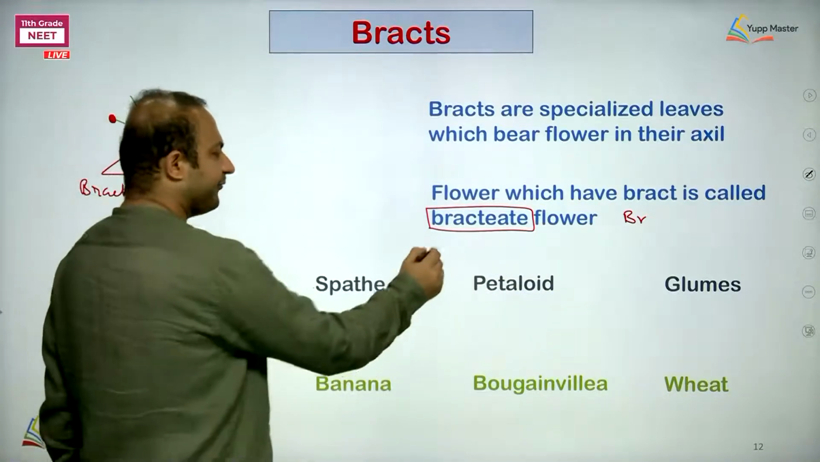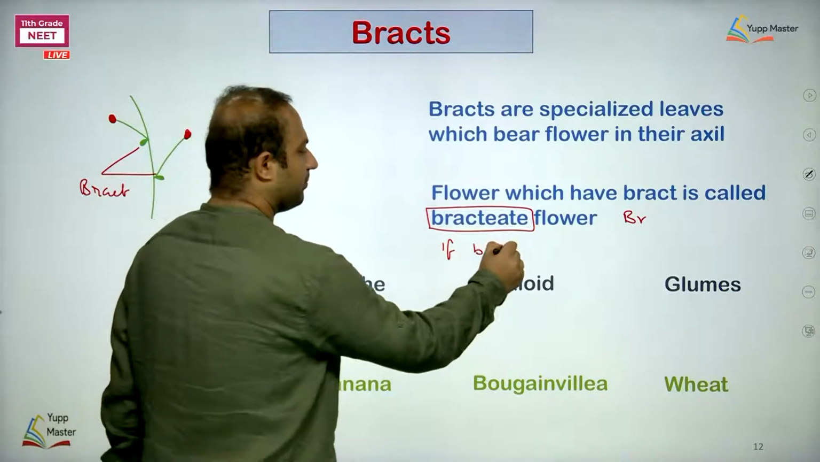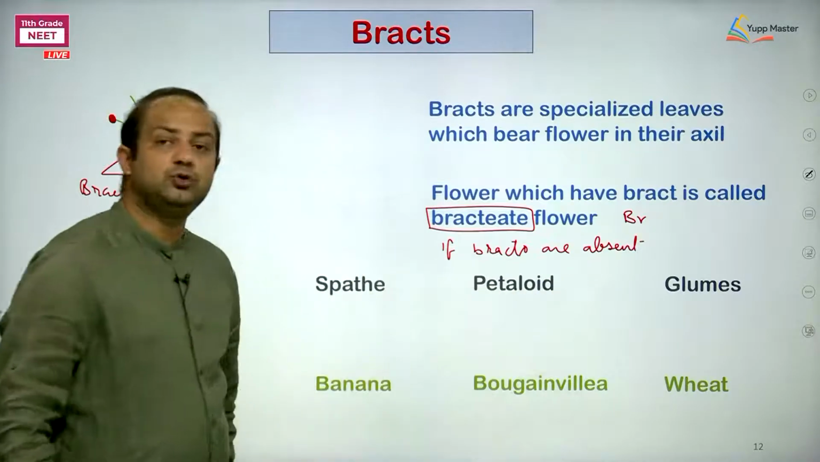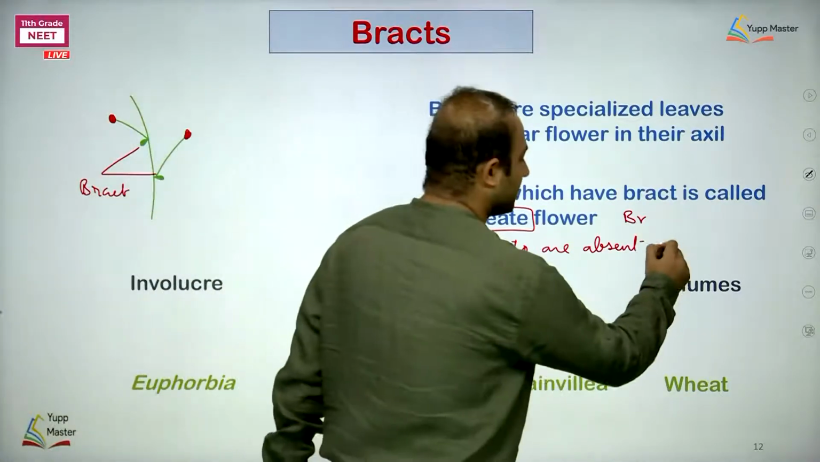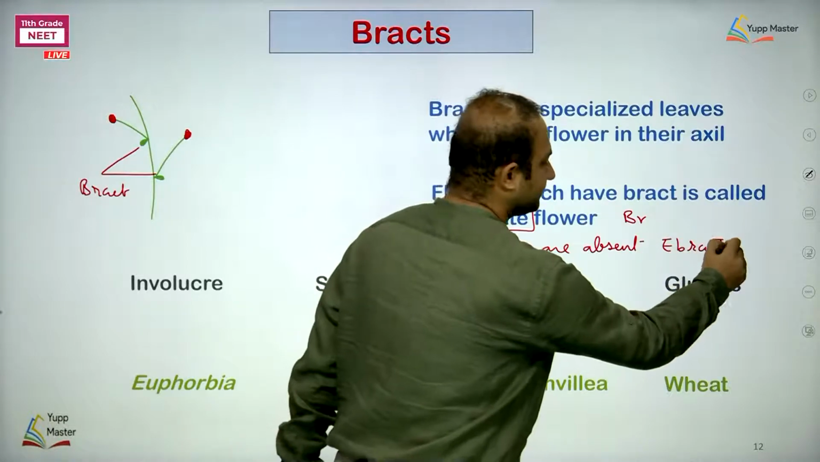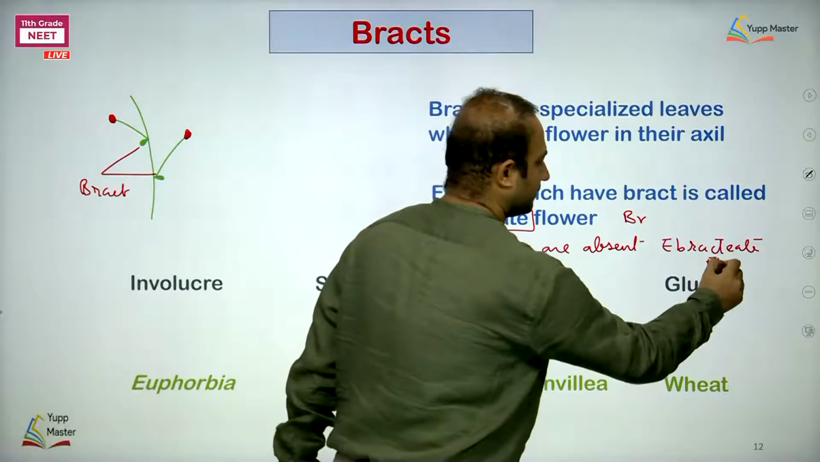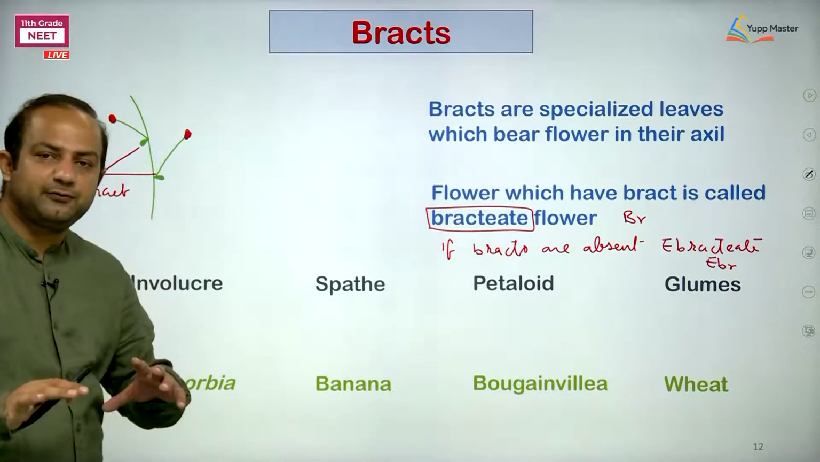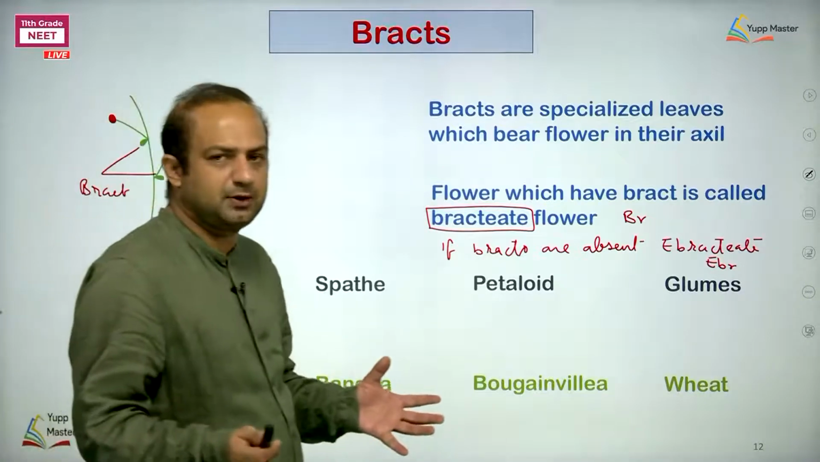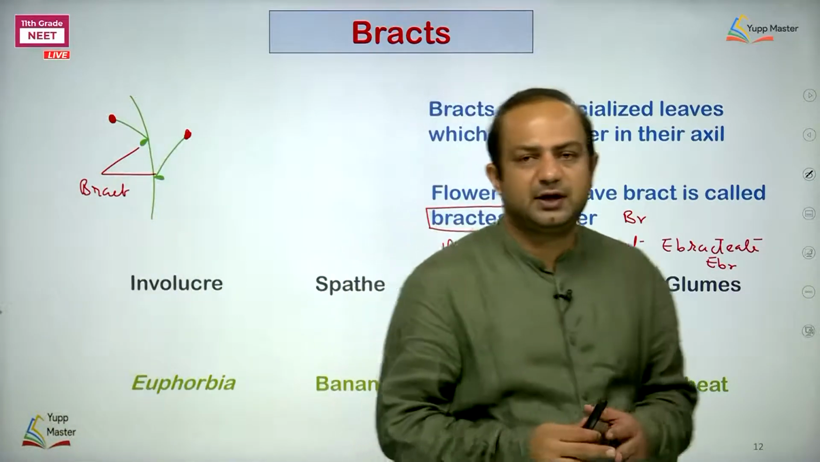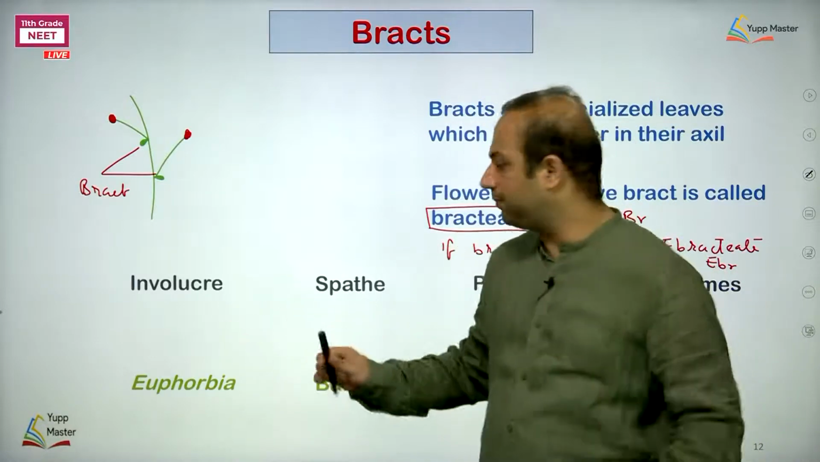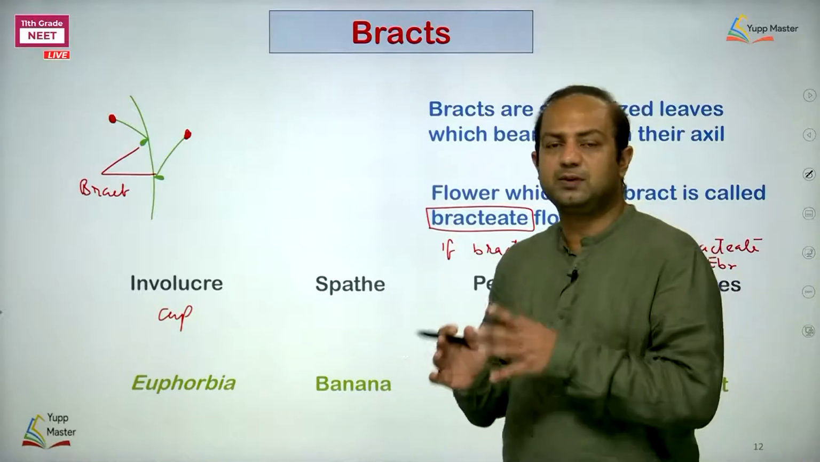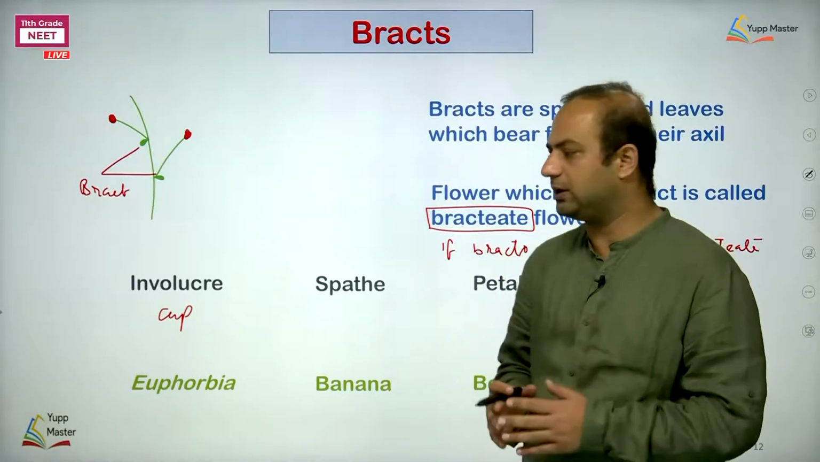Okay, and if bracts are absent, then we used to call it as EBR, ebracteate. Okay, right? So there are certain types of variations in appearance of bracts you can observe. In euphorbia, we have studied the bract is going to form involucre, means what? Cup-like structure, if you remember. In which we were observing the male and female naked flowers or achlamydeous flowers.